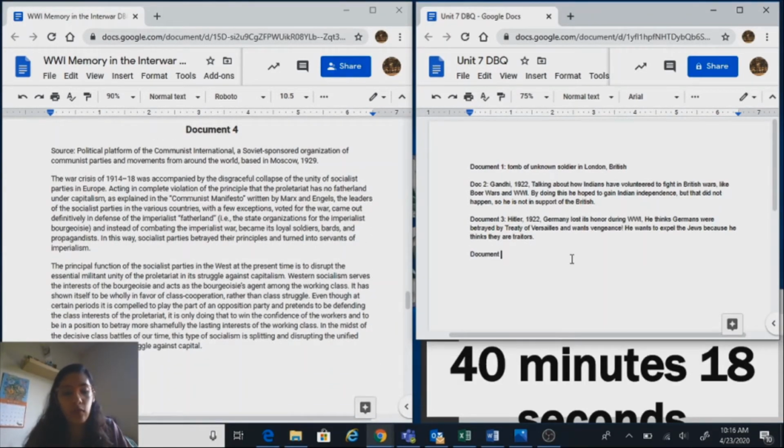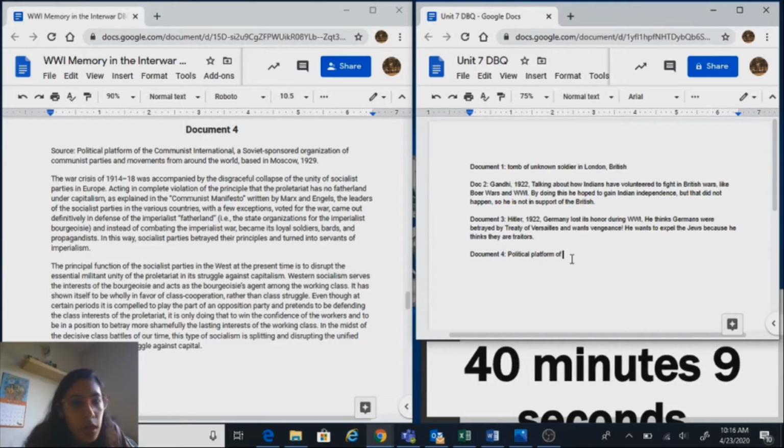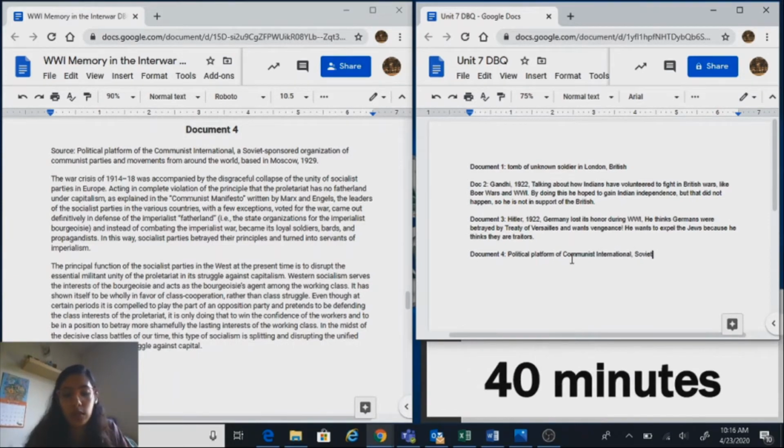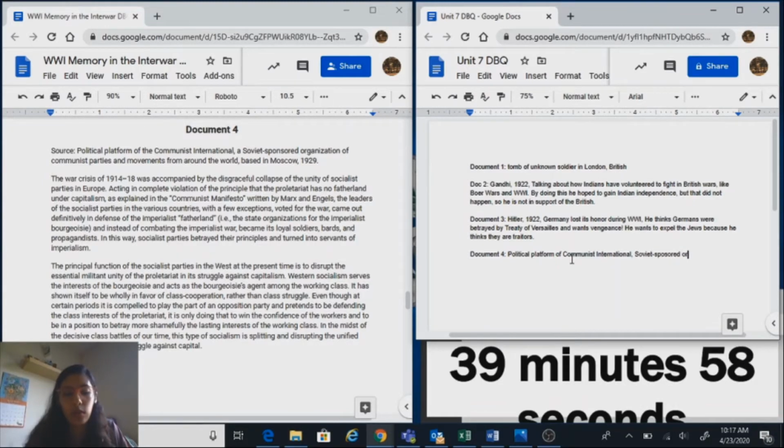Okay, now we're moving on to document 4, which is the political platform of the Communist International, a Soviet-sponsored organization of communist parties and movements from around the world, and it was written in 1929. This source basically talks about how the socialist parties of Western European countries, in supporting World War I, betrayed the communist ideology. And it is worth noting that the source comes from Moscow in Russia, or the Soviet Union, which is the only communist country in the world at the time.